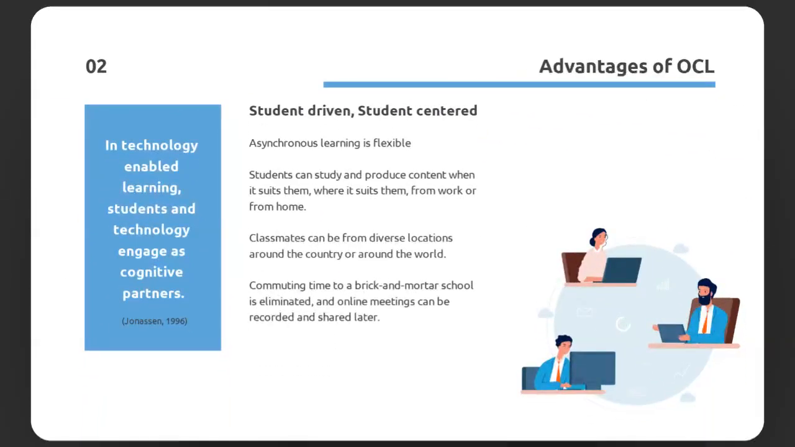So, what are some advantages of OCL? It's student driven and student centered. Asynchronous learning is flexible. Students can study and produce content when it suits them, where it suits them, using technology from work or from home. Classmates can be from diverse locations around the country or around the world. Commuting time to a brick and mortar school is eliminated, and online meetings can be recorded and shared later. In tech-enabled learning, students and technology engage as cognitive partners.